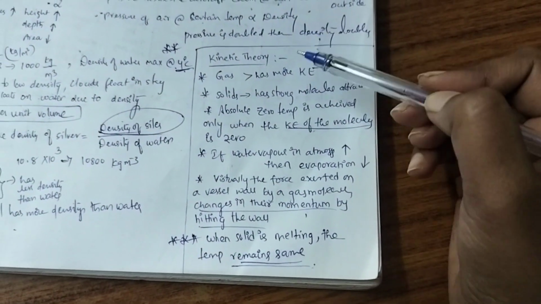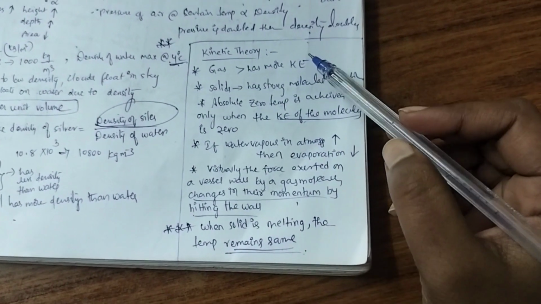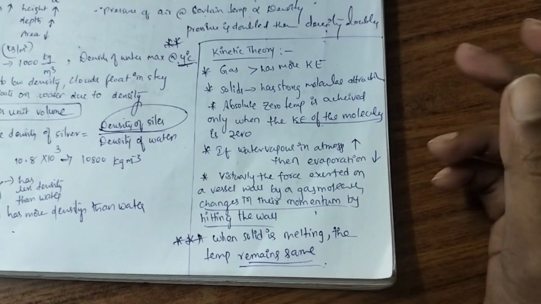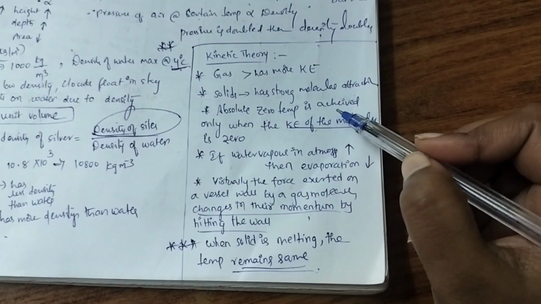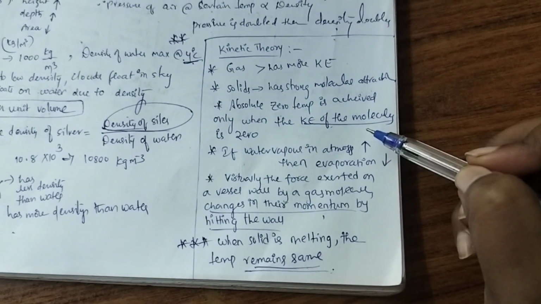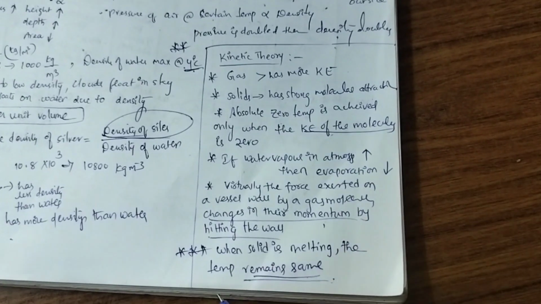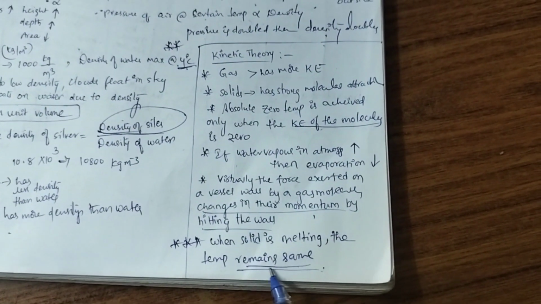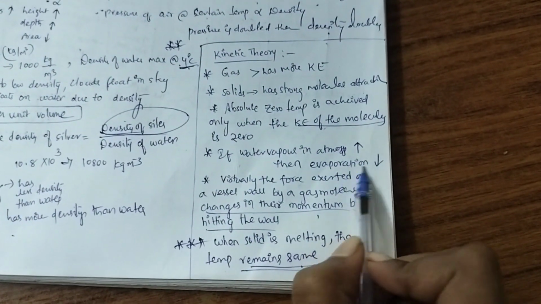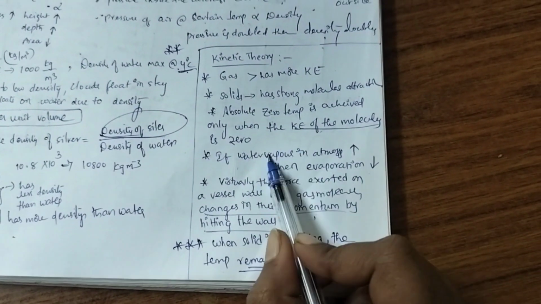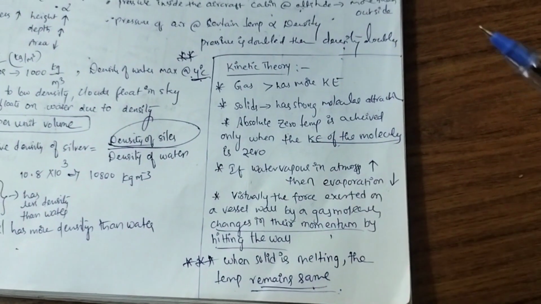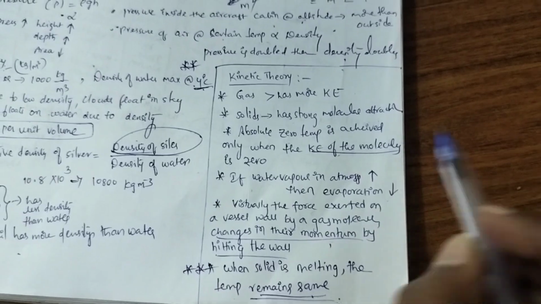When it comes to kinetic theory, gas always has more kinetic energy. Solids have strong molecular attraction, a strong force of attraction. Absolute zero temperature is achieved only when the kinetic energy of the molecules is zero. When a solid is melting, the temperature remains the same. If water vapor in the atmosphere increases, then evaporation decreases because humidity in the atmosphere increases. So the rate of evaporation will decrease.